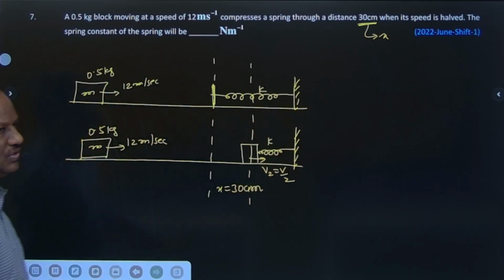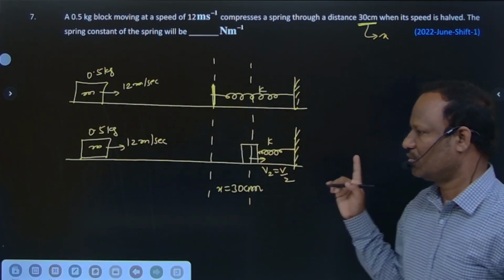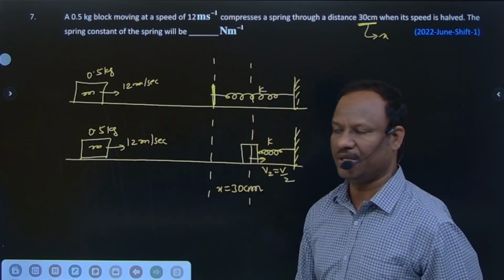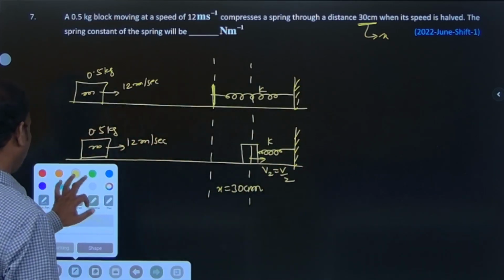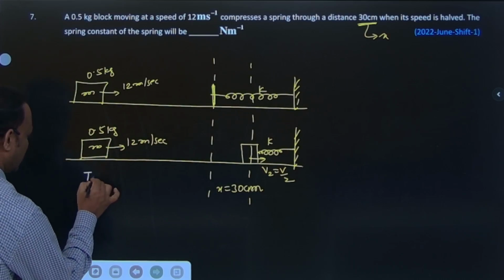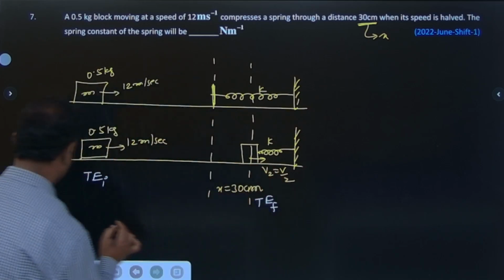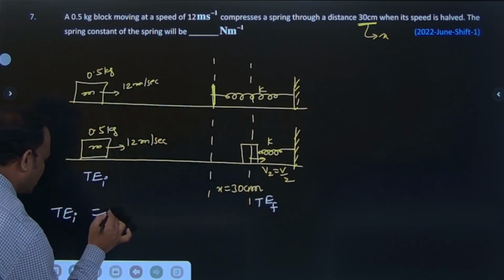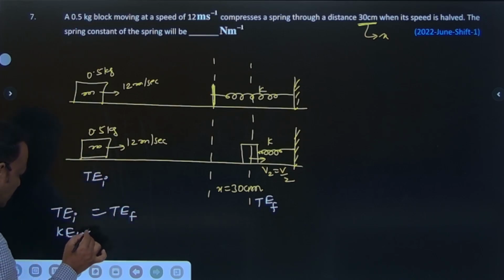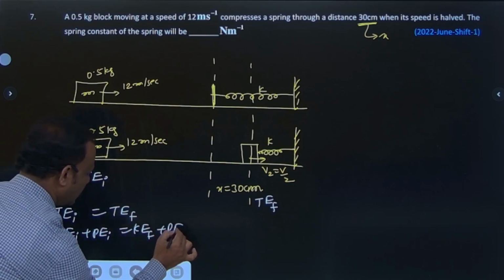We need to use the law of conservation of mechanical energy. Whenever a spring is there, the potential energy due to gravity and the potential energy due to spring both have to be considered. Total mechanical energy initial is equal to total mechanical energy final. Kinetic energy initial plus potential energy initial is equal to kinetic energy final plus potential energy final.